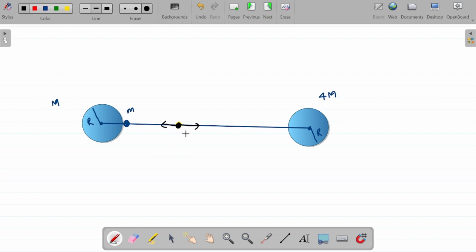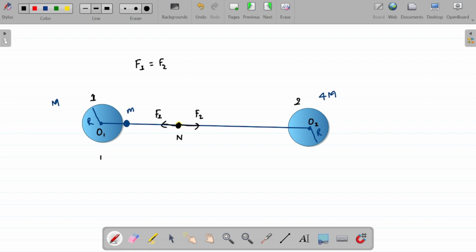So there will be a neutral point where these two forces are equal in magnitude, due to the first sphere and due to the second sphere. Let's say this is O1 and this is the center of the second sphere, O2. So we can find out the distance of this neutral point.